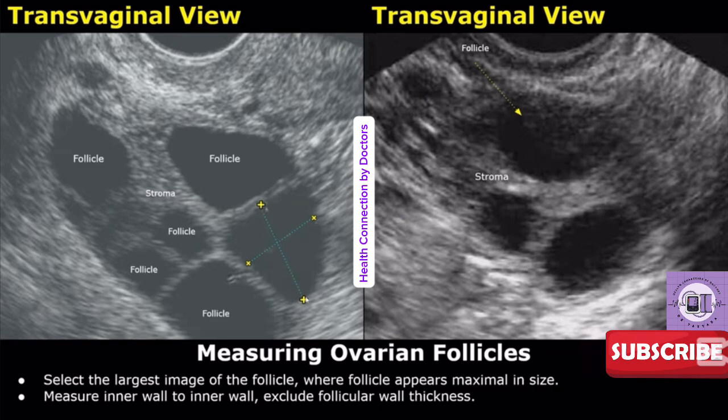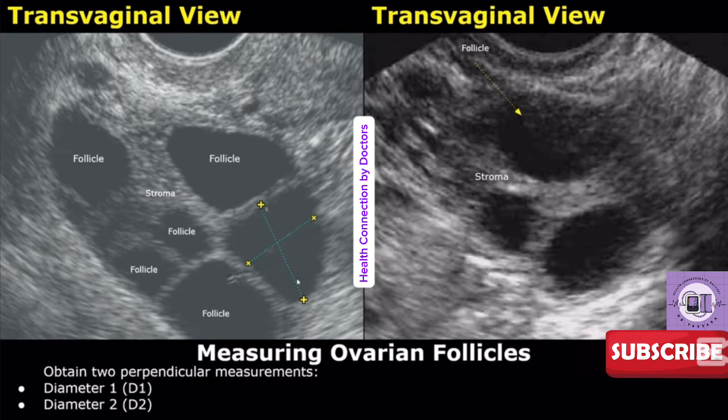Next, we place the calipers inside the follicle, measuring from inner wall to inner wall. We deliberately exclude the follicular wall thickness. This is because the clinically relevant measurement is the fluid filled diameter, not the thickness of the follicular wall. Including the wall would falsely increase the follicle size and lead to inaccurate assessment of follicular maturity.